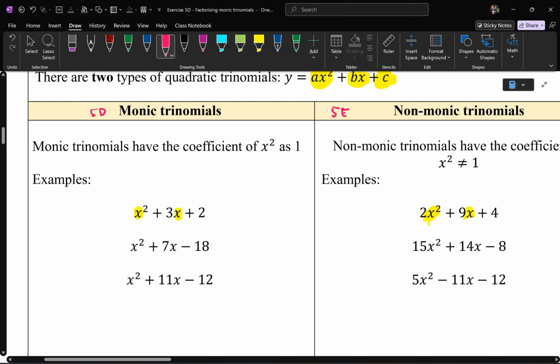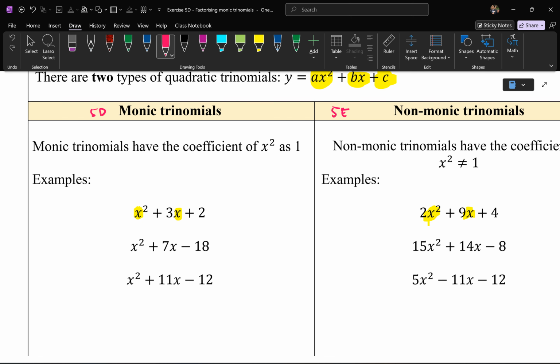What's the difference between the two? How do you know one's monic and one's non-monic? It's based on the coefficient of x squared. Coefficient means the number in front of x squared or number multiplied to x squared. Notice all the numbers on this side, the coefficient of x squared is 1. That's called monic, so it's 1, which makes the calculations much easier because factors of 1 is just 1 and 1. Whereas over here, this is called non-monic, which is harder because you have to consider the variations and the different possibilities, what your factors could be.